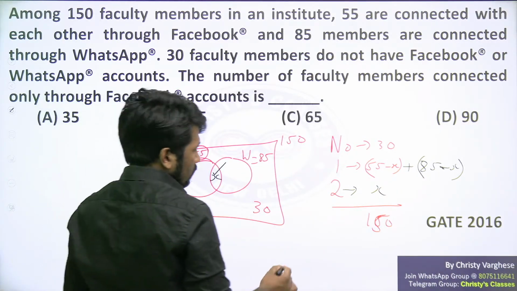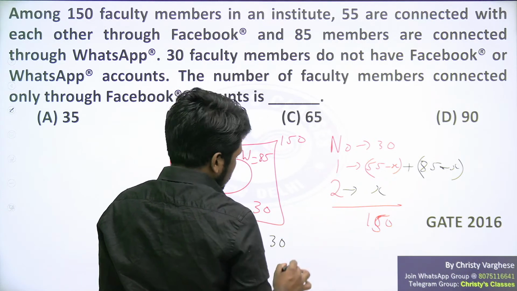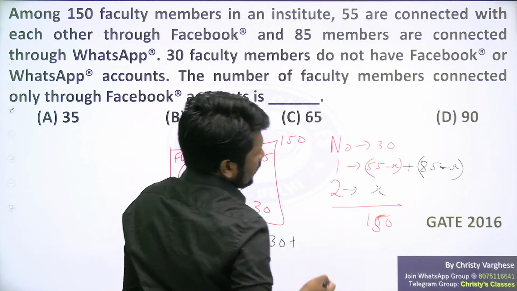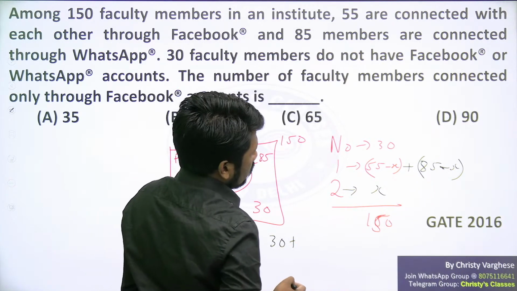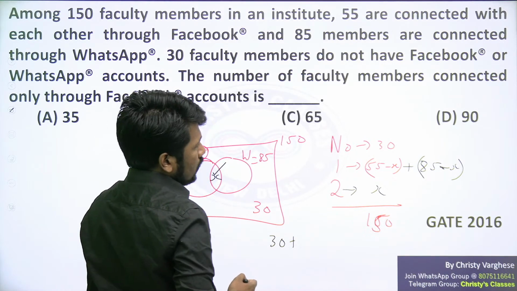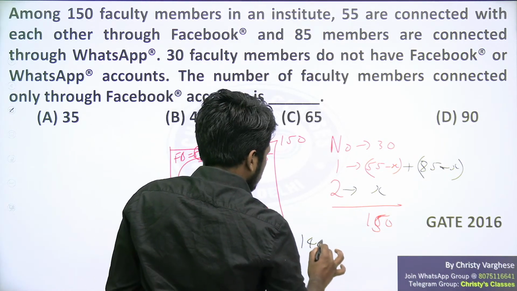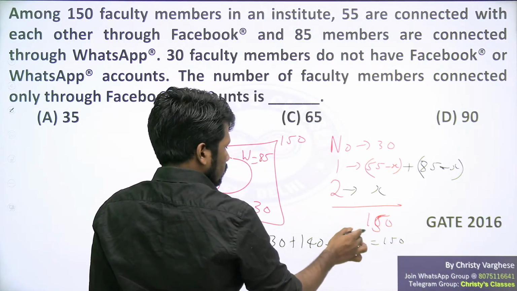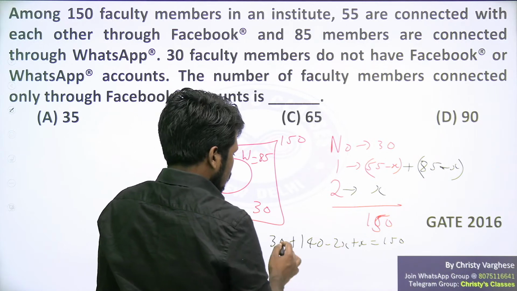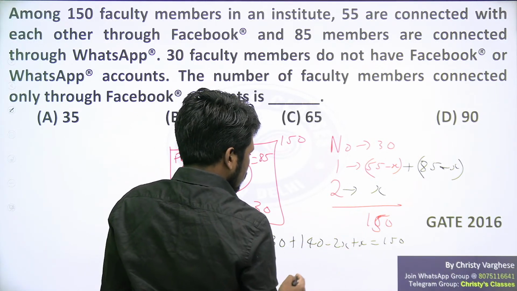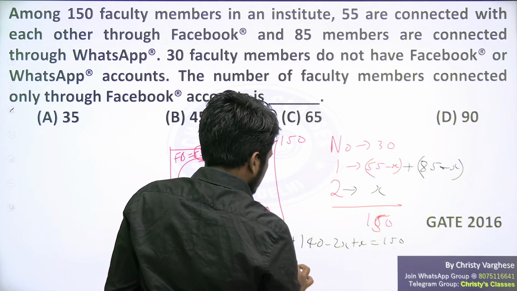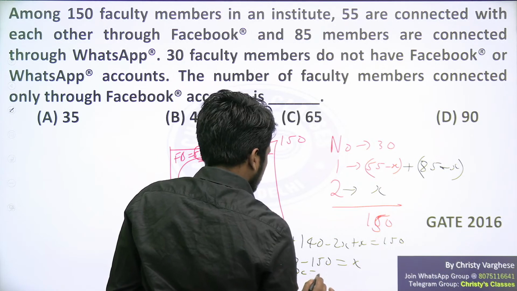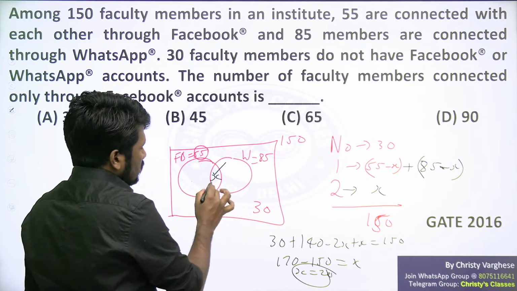That is one way of doing it. But as I told, that is a little more time consuming. Anyway, we'll do it that way first. So 55 and 85 added will be 140. 140 minus 2x plus x equal to 150. So minus 2x plus x will become minus x. This is 170 minus x, taken to the other side, 170 minus 150 equal to x. That is, x is equal to 20.